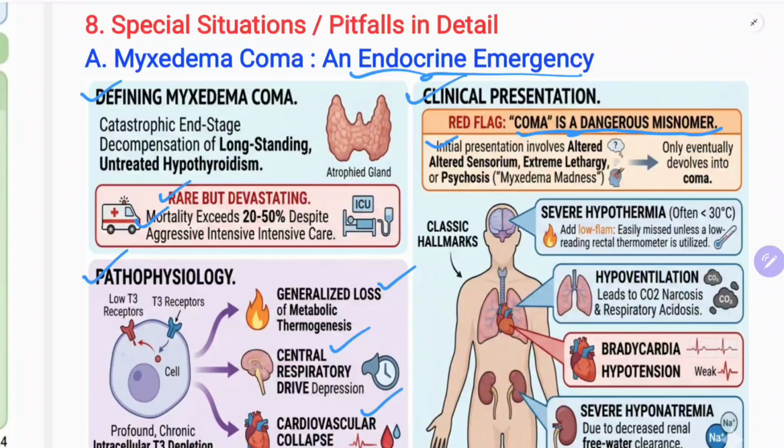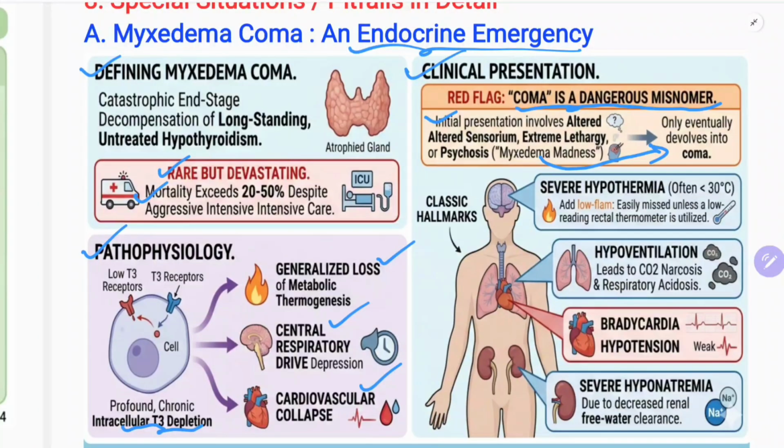Initial presentation involves altered sensorium, extreme lethargy or psychosis, so mainly psychiatric manifestations. Myxedema madness, psychosis, or altered sensorium, delirium. This is a red flag, because these patients will eventually go into coma. The classical hallmarks are severe hypothermia, often less than 30 degrees Celsius, easily missed unless a low-reading rectal thermometer is utilized.